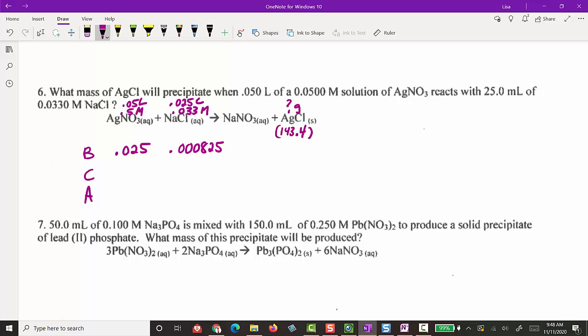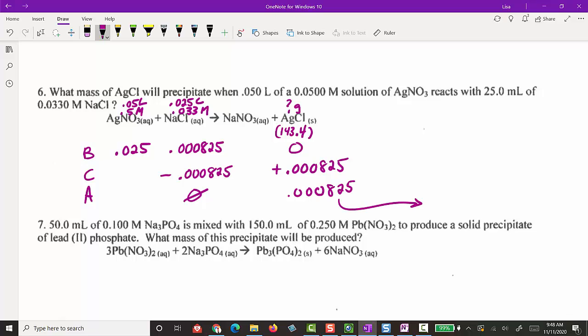For this one, they're 1 to 1, so it's pretty easy to see that my sodium chloride is my limiting reactant. So minus 0.000825, which means this is going to be plus that. Then times 143.4 to get it to grams, and I get 0.118 grams of that precipitate.